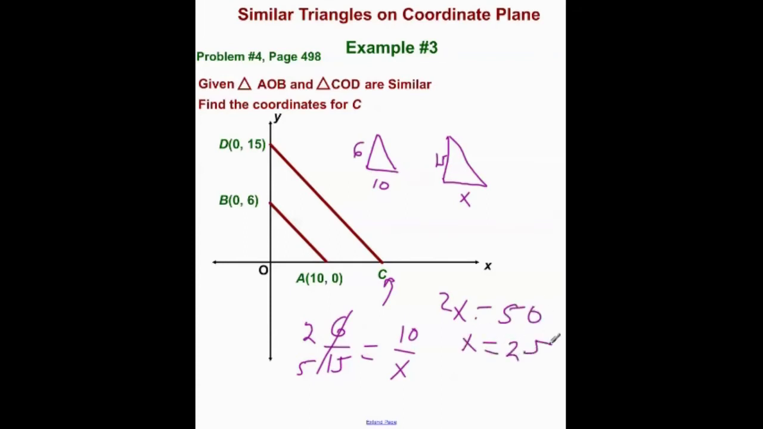Well, that's my algebra answer. I need to find my geometry answer. It's asking for the coordinates of C. Well, I go 25 from the origin in this direction. That puts me at 25, 0. Moving on.